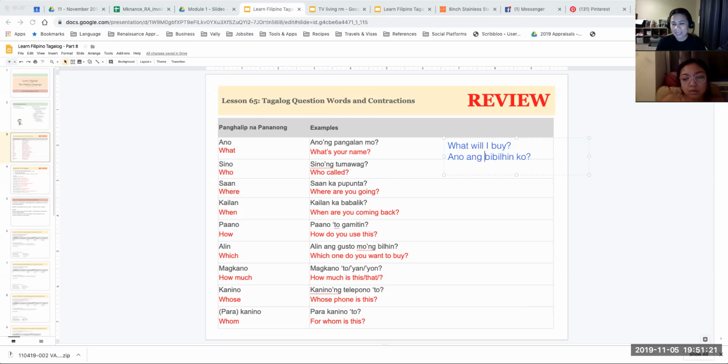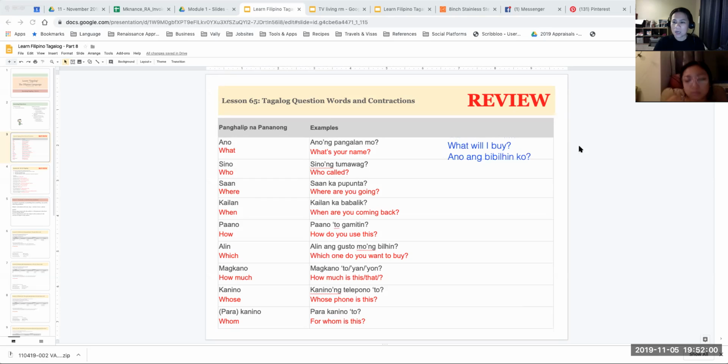If you notice here, I did not use the actor focus, because I'm not talking about what I will do, it's what I will buy. So I'm talking about what will happen to something, even if it's in a question form. So I'm using the in. Here, we just learned how to use the han, right? Here, it's hin. So it's still object focus. It's a special case, because it's not just like han. But we formed the verb bili using hin.